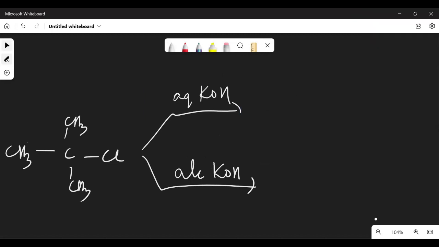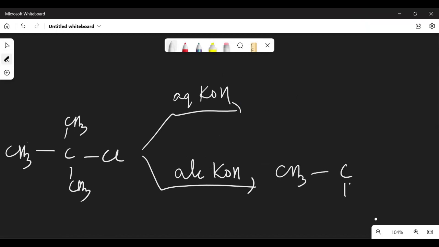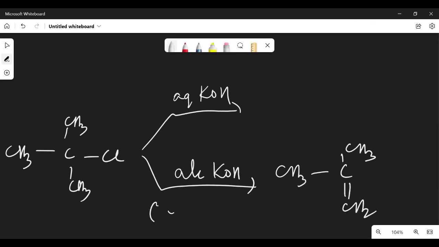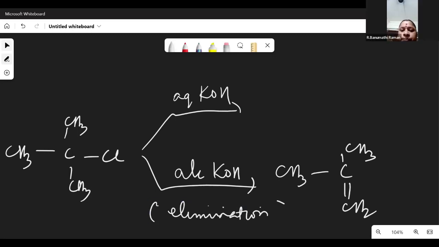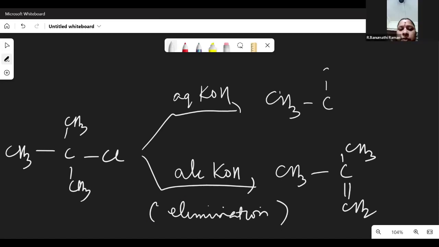Alcoholic KOH means beta elimination, and an alkene will be formed. Yes, right. So in the case of alcoholic KOH, it prefers elimination, whereas aqueous KOH goes for substitution, giving an alcohol.